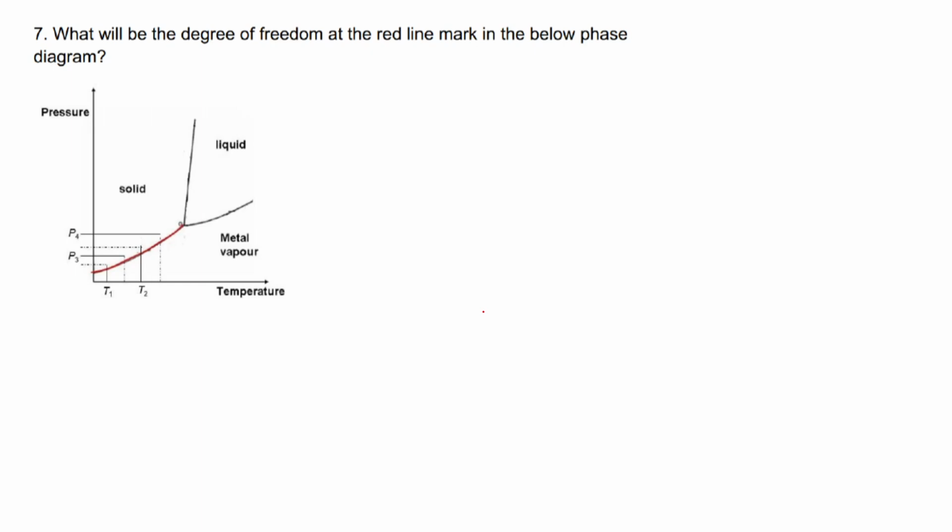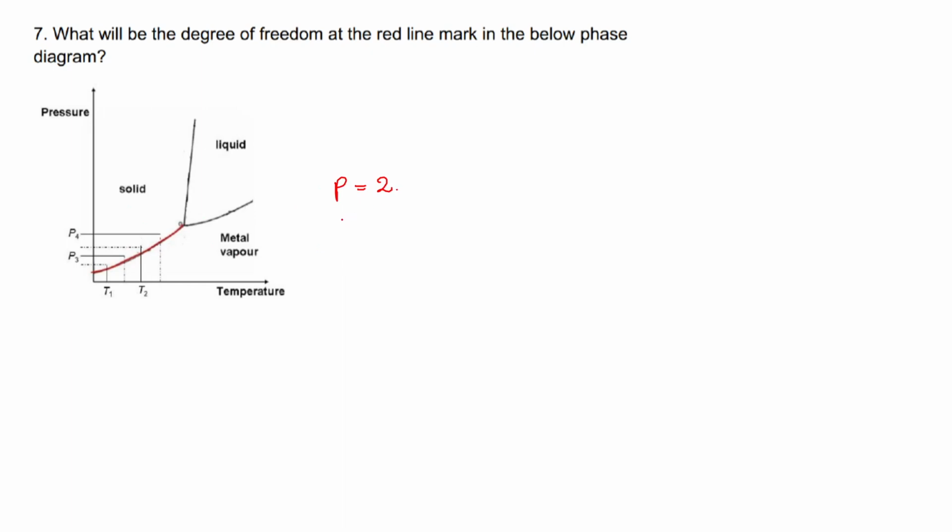Do you know which phase diagram this is? The water vapor equilibrium diagram. Yes, it is the triple point water vapor diagram, right? Now, here how many phases are there on the red line? What I asked is how many phases are here? 2 phases. One is solid and another is vapor. So the number of phases will be 2.